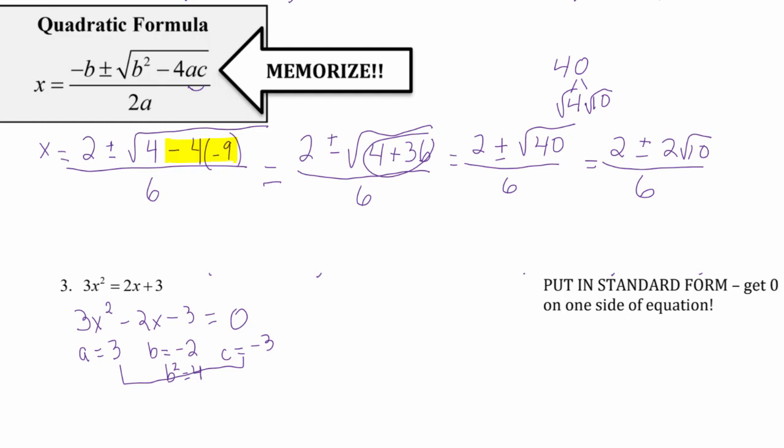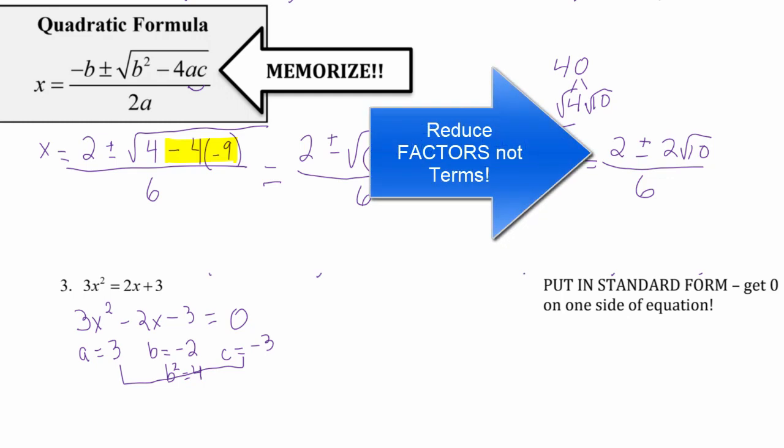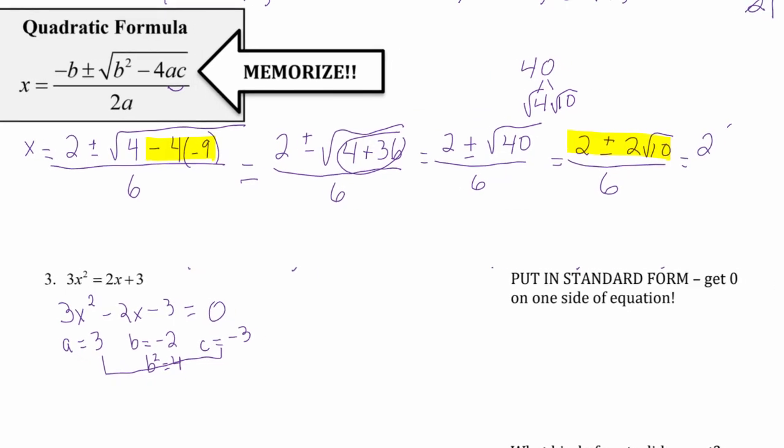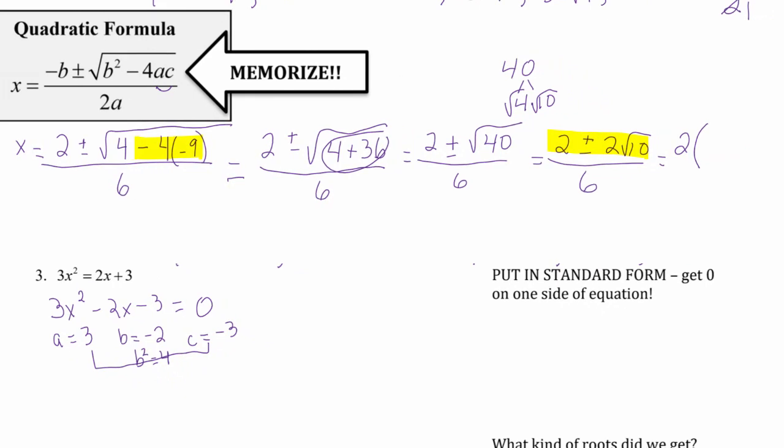Now we're going to try to reduce this fraction, and we're going to look for reducing factors, not terms. So that means that we're going to look at the numerator, and we are going to factor out a greatest common factor, which is 2. So we're going to factor out a 2. Now, notice that I'm factoring out a 2 from this first 2. That leaves a 1. Plus or minus, and then here, I'm factoring out the 2 from the 2 root 10, so that leaves a square root of 10. And then this is all over the 6.